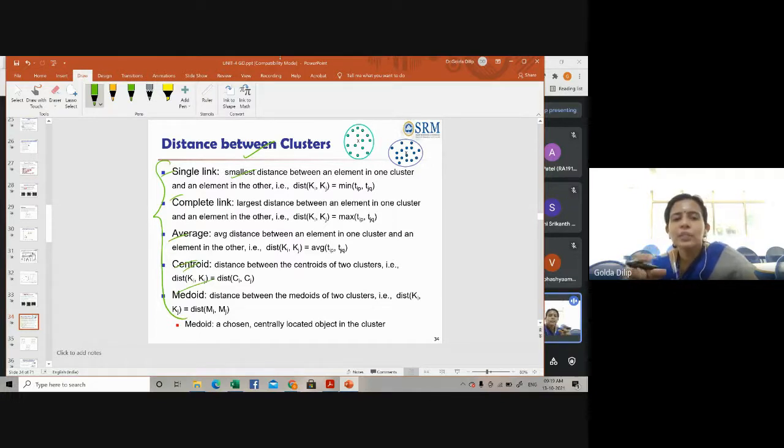Though there are many linkage methods, there is no hard and fast rule about which one will give you the best result. Different linkage methods will lead to different clusters. That is the summary I wanted to tell you.